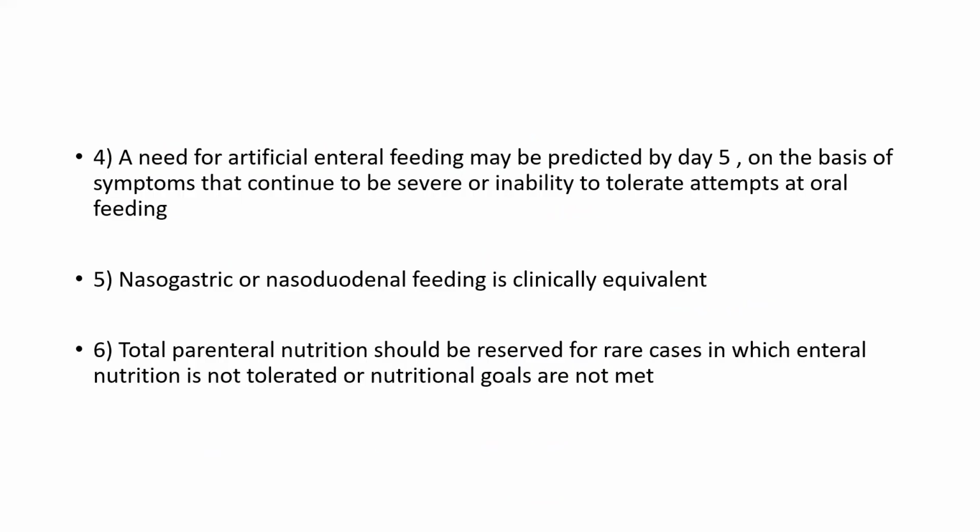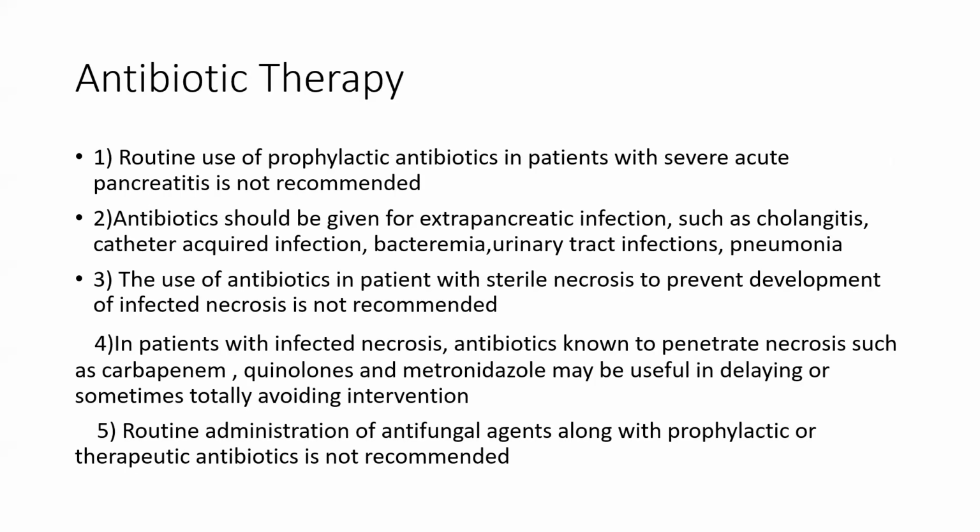A need for artificial enteral feeding may be predicted by day 5 on the basis of symptoms that continue to be severe or inability to tolerate attempts at oral feeding. Nasogastric or nasoduodenal feeding is clinically required, and total parenteral nutrition should be reserved for rare cases in which enteral nutrition is not tolerated or nutrition goals are not met.